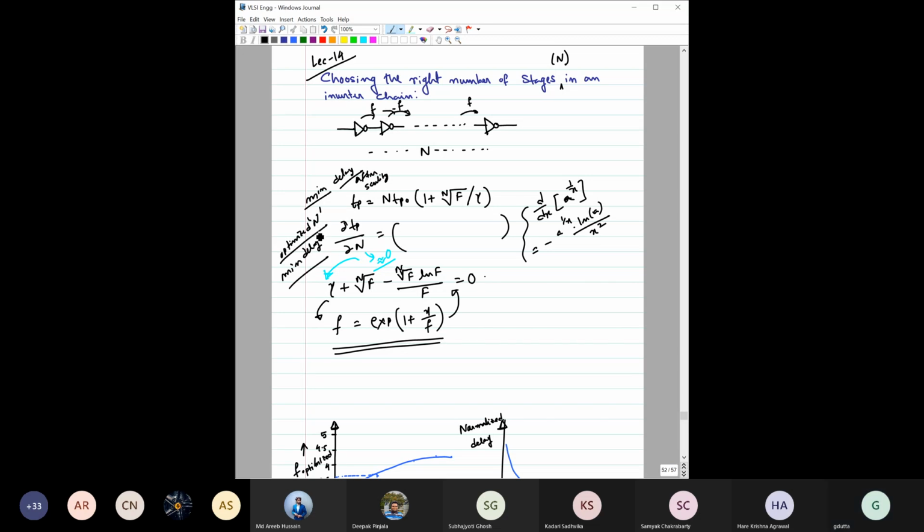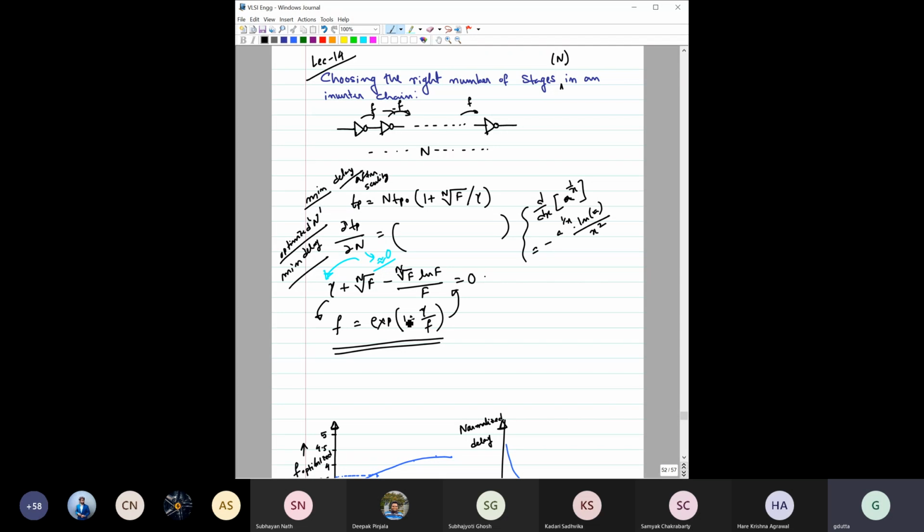in the exponent, what have you written? 1 plus x by f. 1 plus, sorry, it is not x actually, it is gamma. Okay, it is gamma. So it is this gamma from here, right? So this expression is basically relating this f, that is the effective fan out, and this gamma, right? And you can see this expression, right?